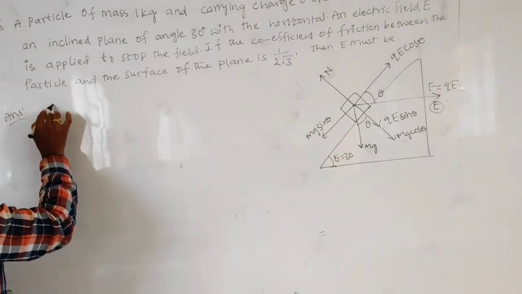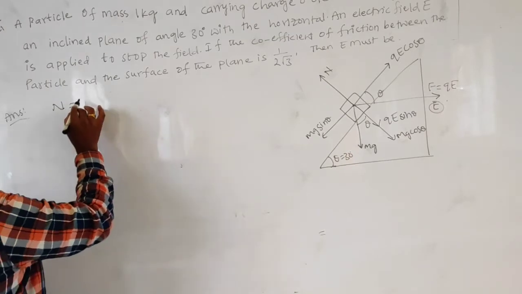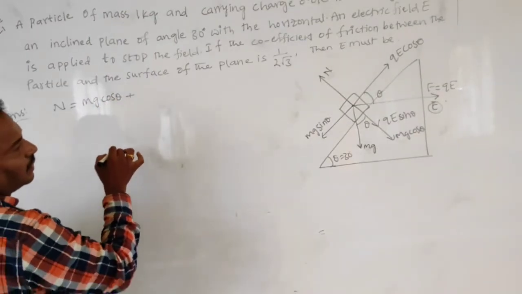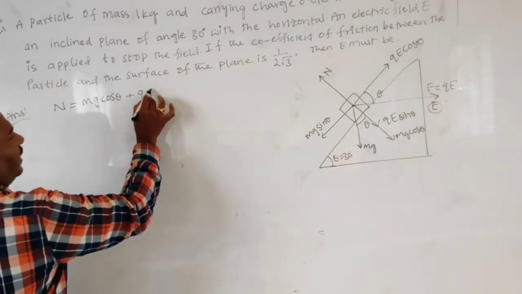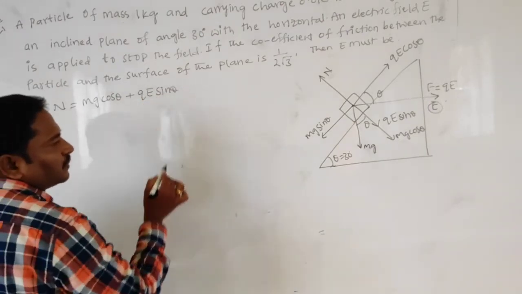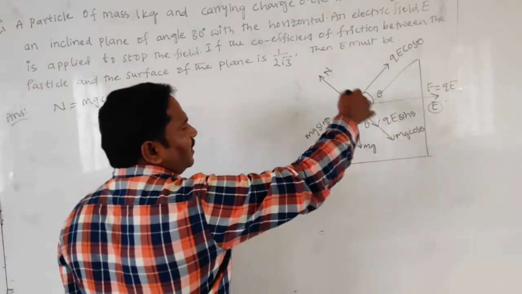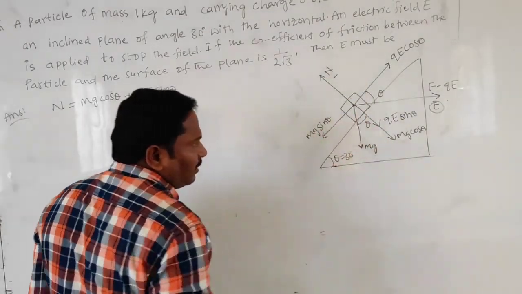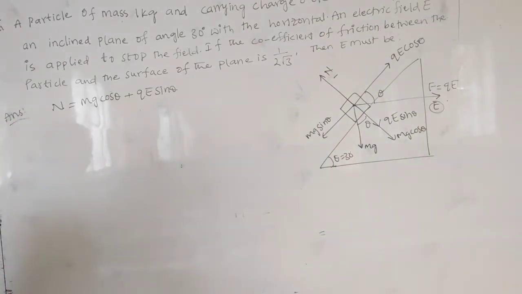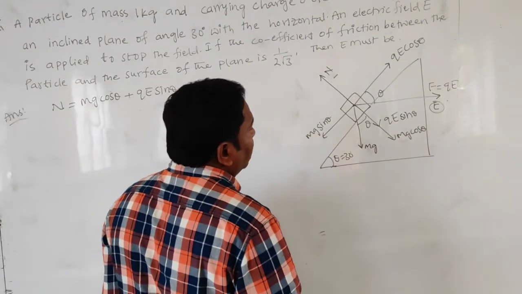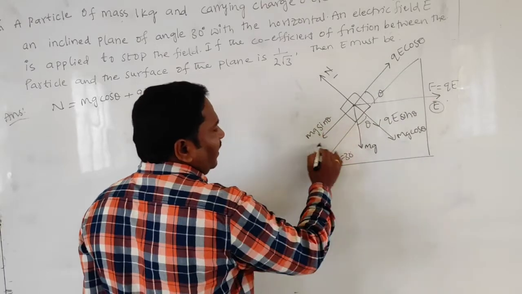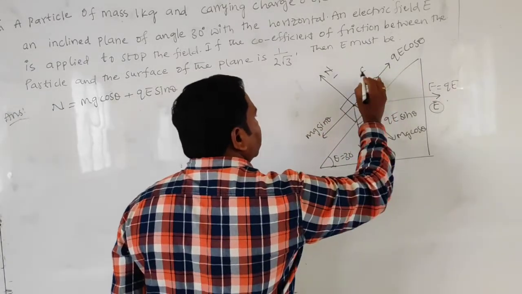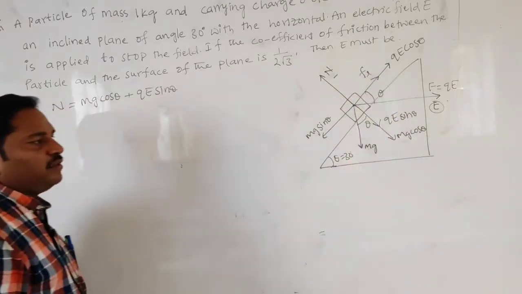So now N equals mg cos theta plus QE sin theta, because there is no acceleration along this direction, so the upward force equals the total downward force. Now here also, it is ready to move, to slide down, so the frictional force acts in the upward direction, the limiting frictional force.